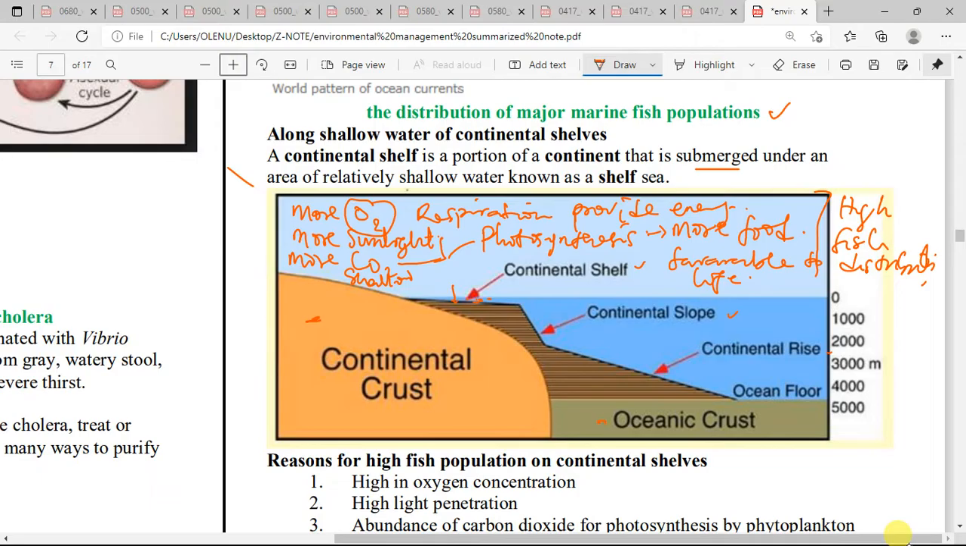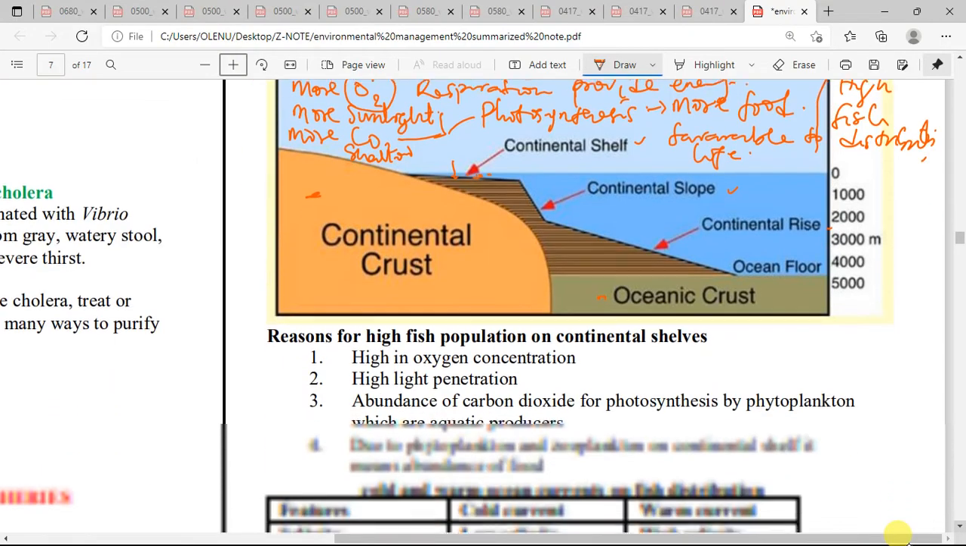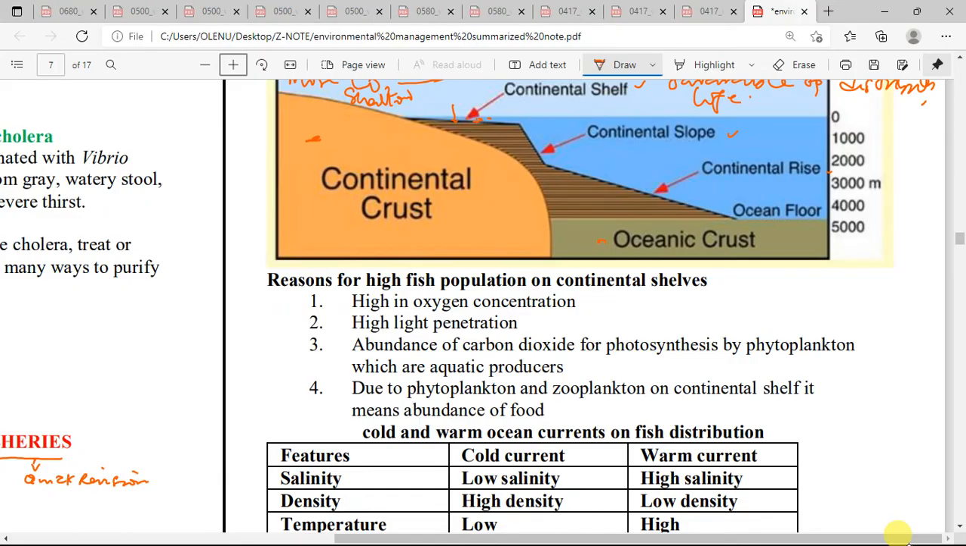So you see, a continental shelf is the portion of the continent that is submerged under an area of relatively shallow water known as the shelf sea. Now, what are the reasons for high fish population on the continental shelf? One of the reasons is that it has high oxygen concentration, high light penetration, abundance of carbon dioxide for photosynthesis by phytoplankton, which are aquatic producers.